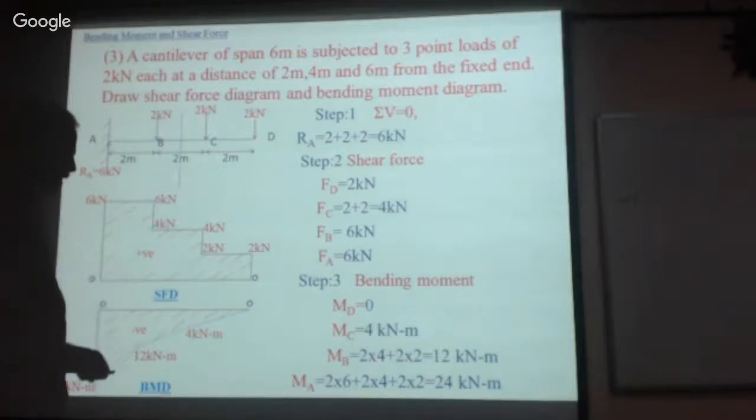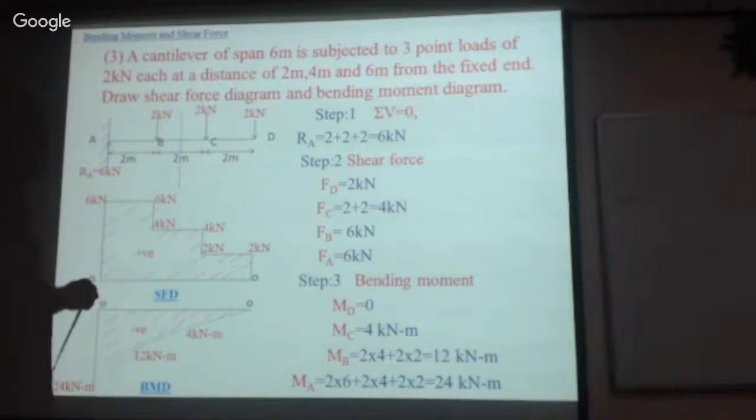Now this is what we have here: 4 to the 8 and 2 to the 4, it comes to 12 kN. The bending moment at B is equal to 12 kN-m. Similarly, if you consider this point, now see, the algebraic sum of the moments of all the forces is equal to the shear force bending moment, isn't it?